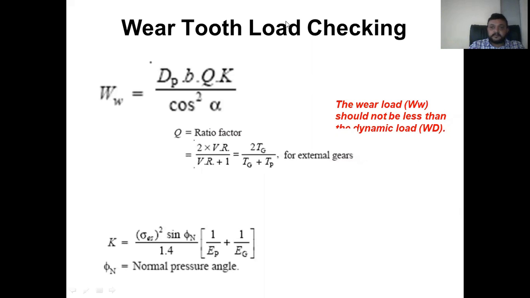Again, the equation remains the same. Ww is equal to dp into b into q into k divided by cos square alpha. The cos square alpha is the additional factor that you have to add in the helical gear case.